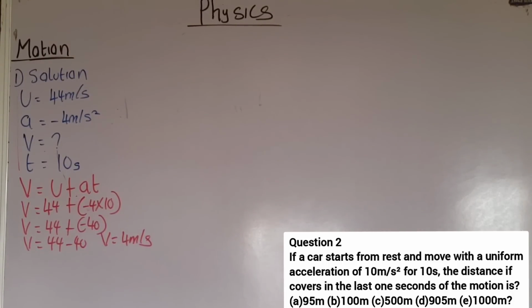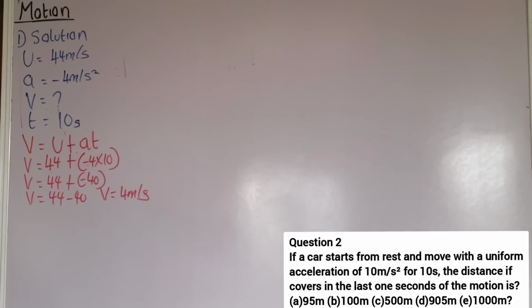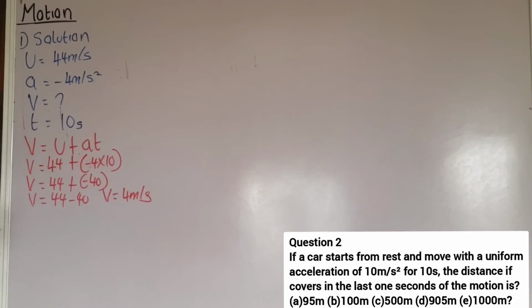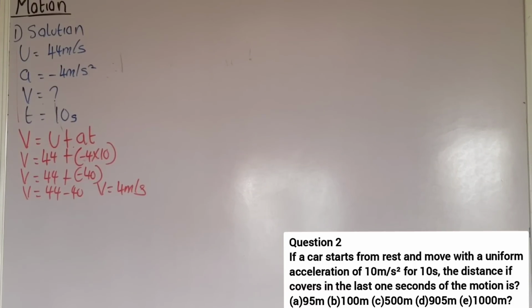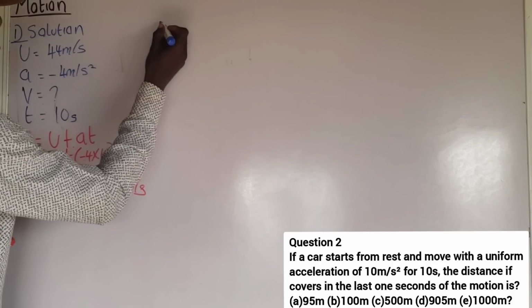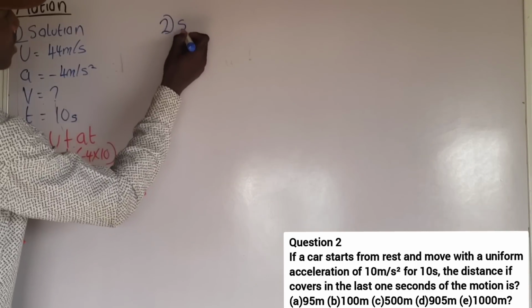The correct option for the first question is option B, that is 4 meters per second. So let's proceed to the second question. We are told that the car starts from rest and moves with a uniform acceleration of 10 meters per second squared. This is for question 1. Question 2, solution.